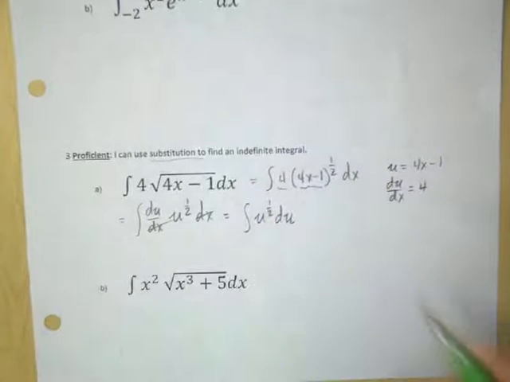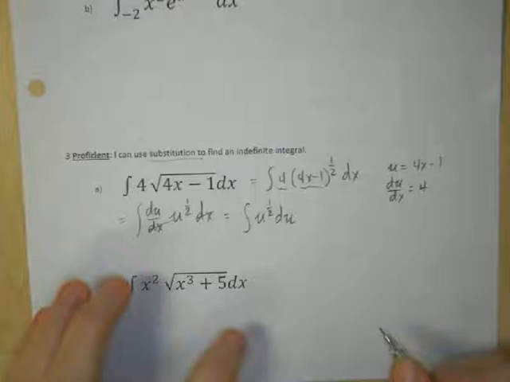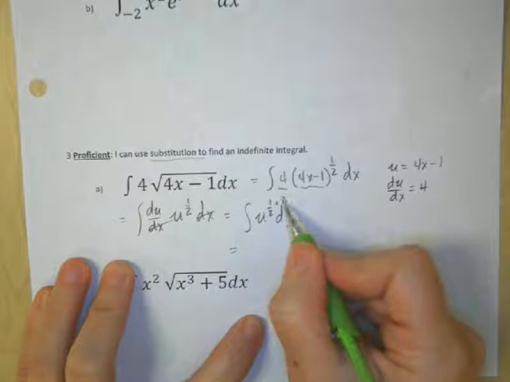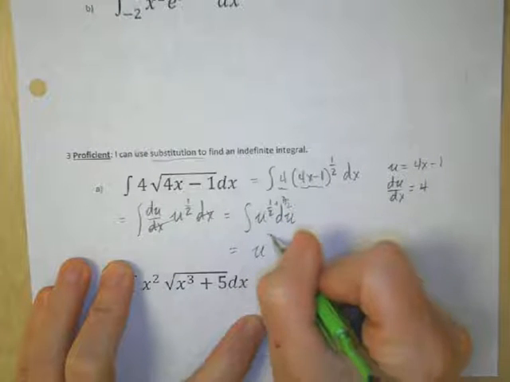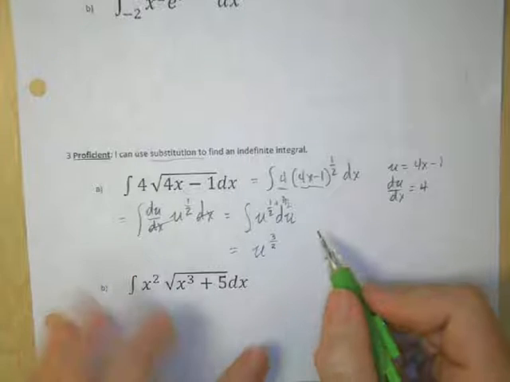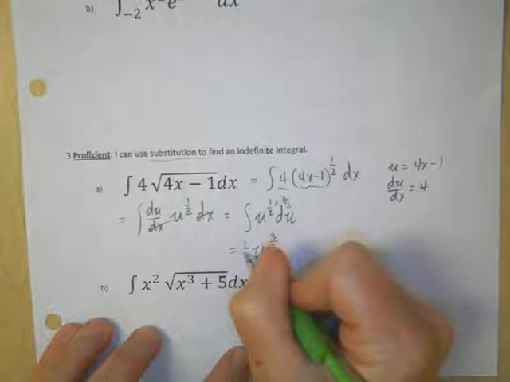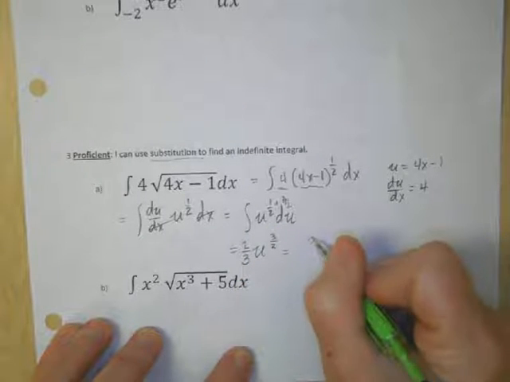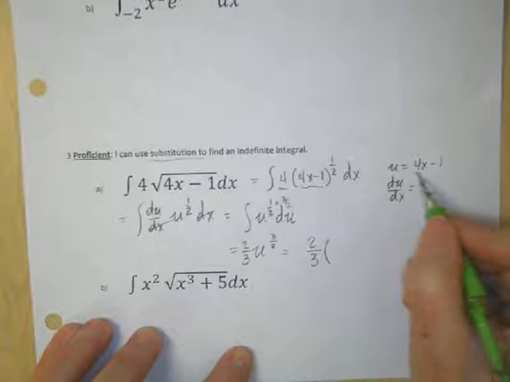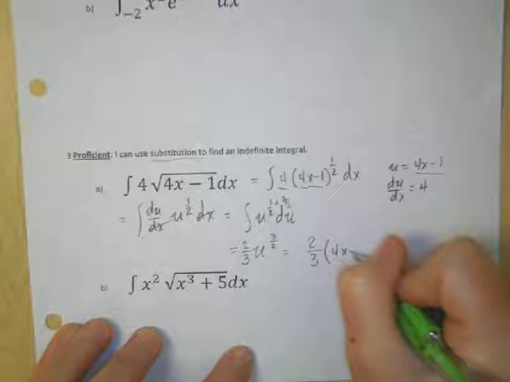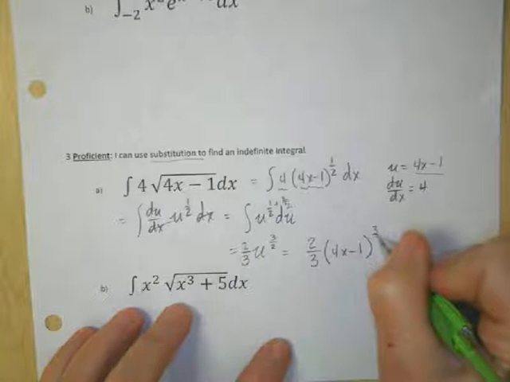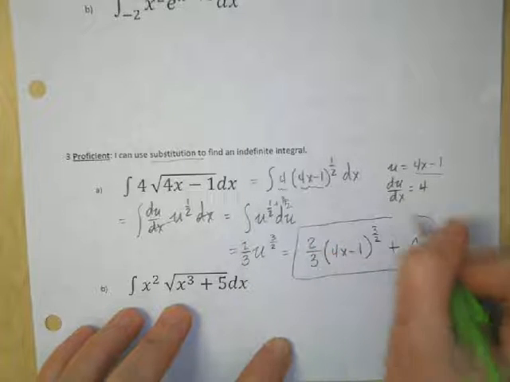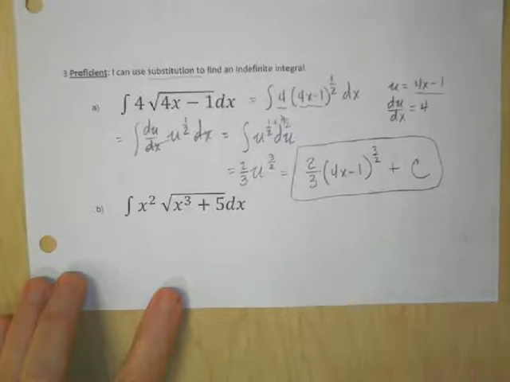So now I just need to take the antiderivative of u to the 1/2. To take the antiderivative, I add 1 to the exponent. 1 is the same as 2 over 2, so that gives me u to the 3/2. And I need to multiply by the reciprocal of that, so 2/3 times u to the 3/2. Now I'm going to substitute back in my u: 2/3 times 4x minus 1, raised to the 3/2. And since it's an indefinite integral, plus c. There it is.